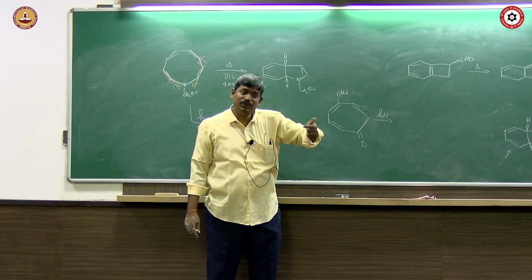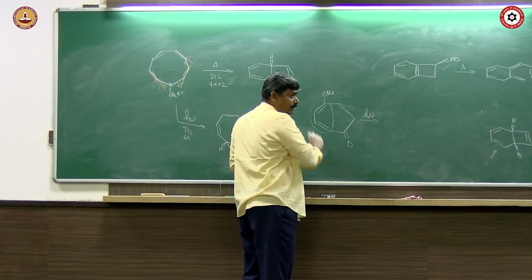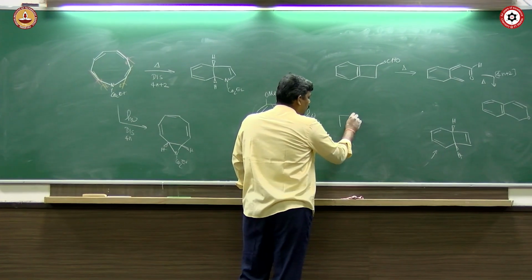Where you choose and how you choose also matters. Because when you have an electron donating group, the HOMO rises. In this case, you selectively get this as a product.